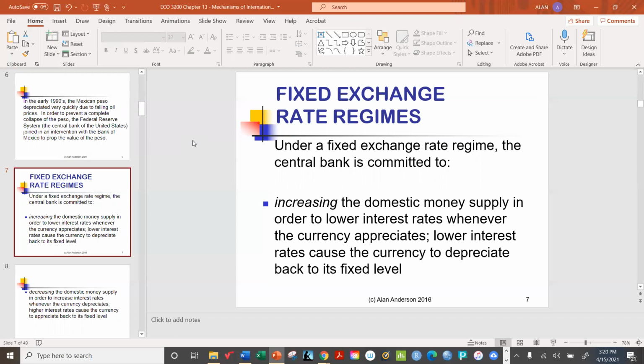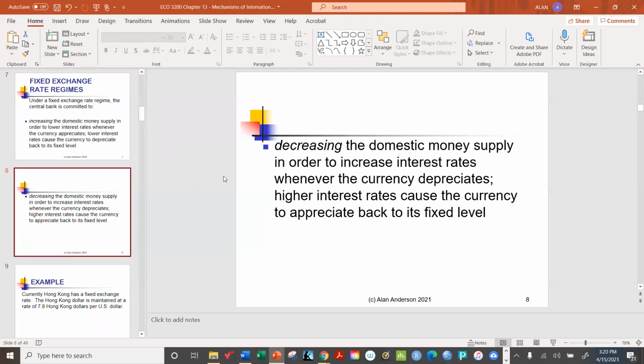So if the domestic currency starts to strengthen, then what the central bank has to do is reduce interest rates so that the currency starts to weaken again, because investors will pull their money out of this country once the currency starts to weaken. And of course, if the opposite happens, if the currency starts weakening, then this central bank has to reduce the money supply, which raises interest rates and basically stops the currency from depreciating any further. So the idea here is that in the short run, at least, high interest rates tend to make a currency very strong, and low interest rates tend to make it very weak.